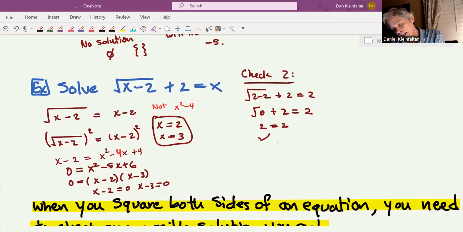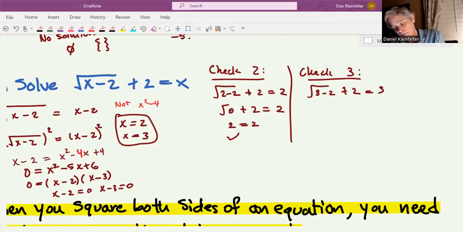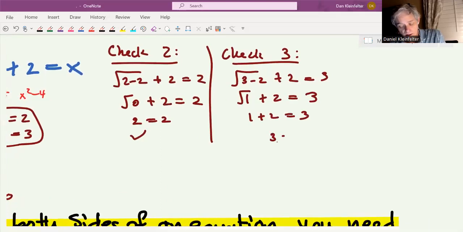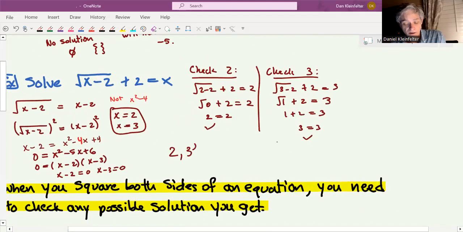All right, and then let's check 3. Maybe they will both work. Find out. The square root of 3 minus 2, plus 2 equals 3. 3 minus 2 is 1. This one will work. Okay, so that worked out. So there are actually 2 solutions to this one, 2 and 3.